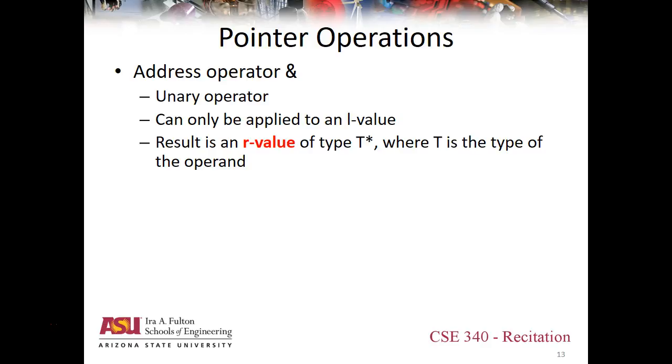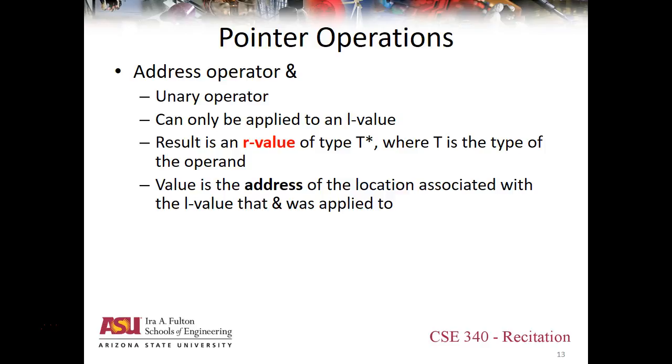And then the result is an R value of type T, where T is the type. So if it's ampersand X, and X is an int, then it is an R value of the type needed to point to that value. Sounds confusing.